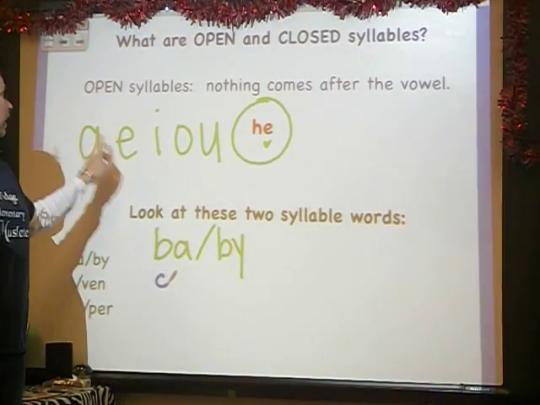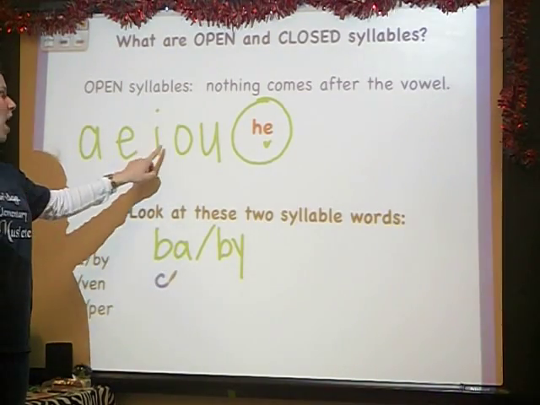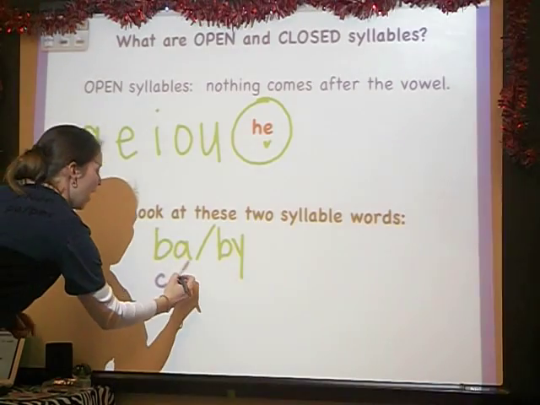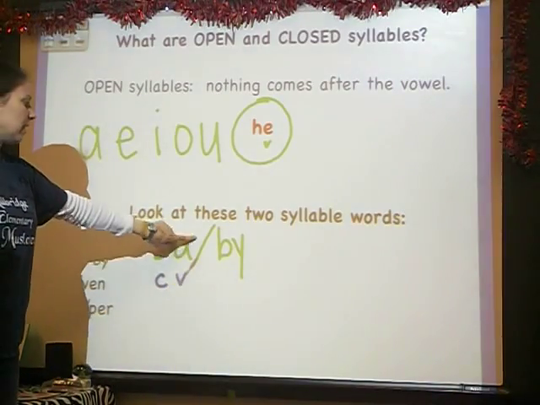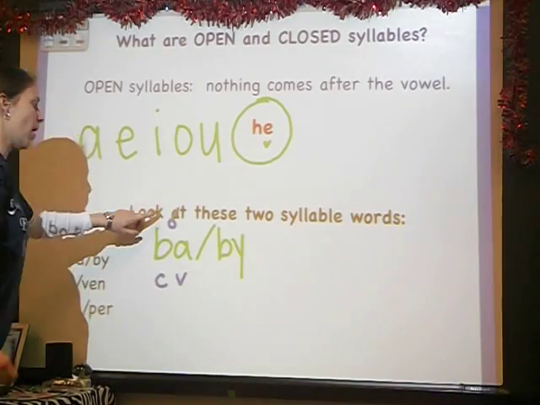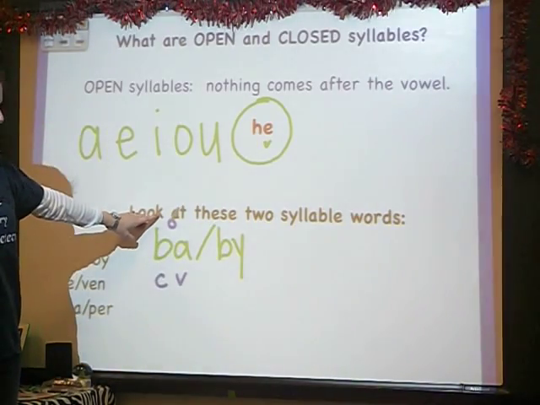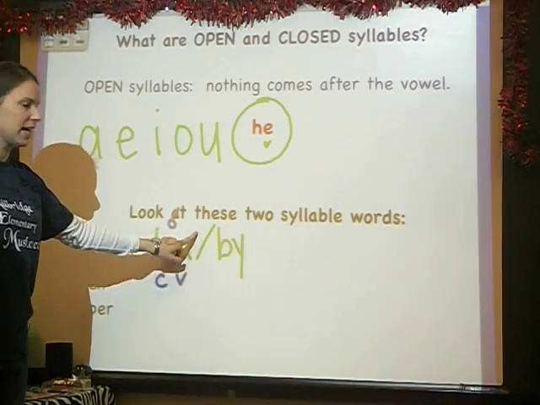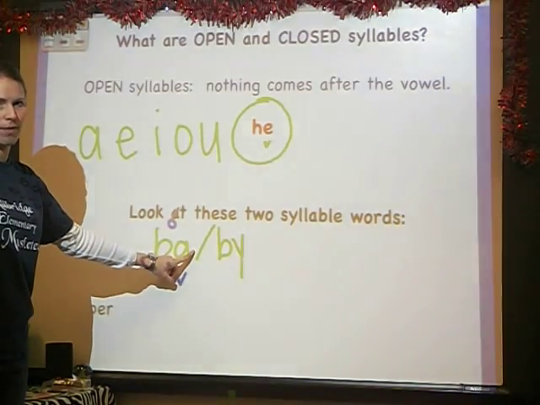The A is a vowel. Remember A, E, I, O, and U are vowels. So that is a vowel. That makes this part an open syllable, because there's nothing after that A in that syllable.